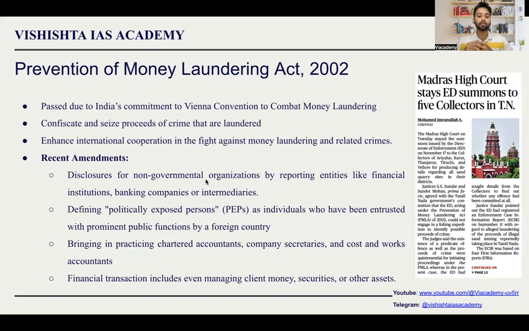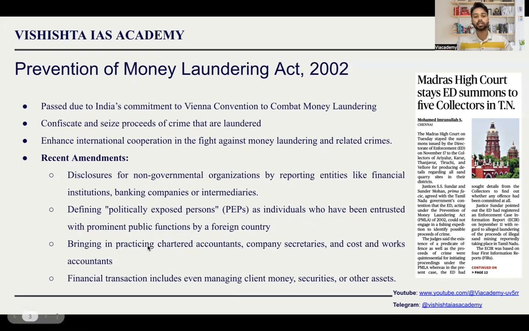There was a definition called politically exposed persons. A recent amendment has added the definition of politically exposed persons. That means individuals who are entrusted with some kind of public function by a foreign country. A foreign country person who is given a certain role by their own government is called a politically exposed person.